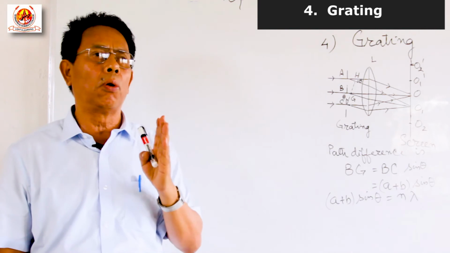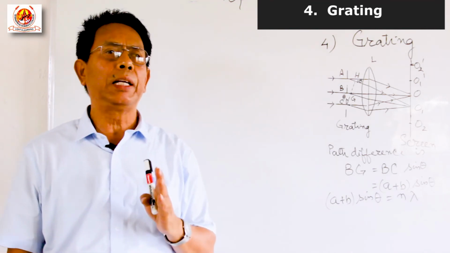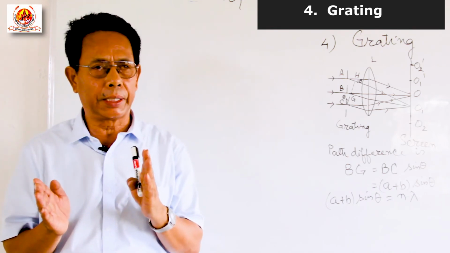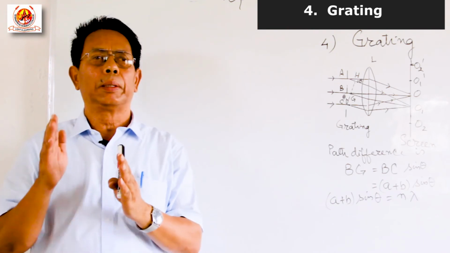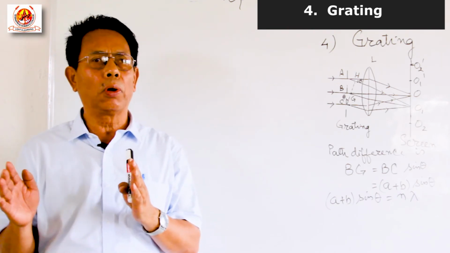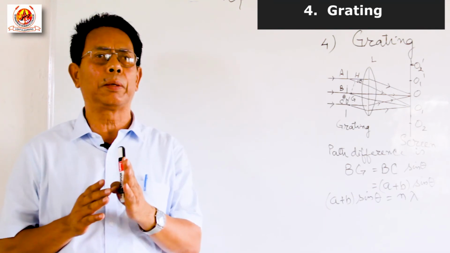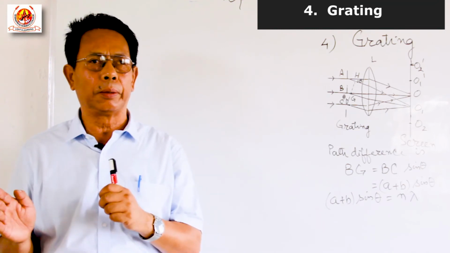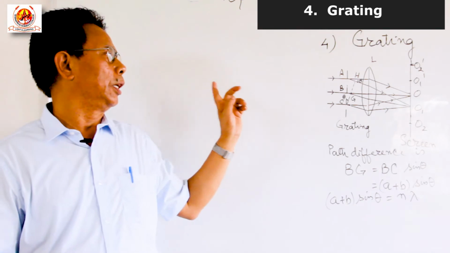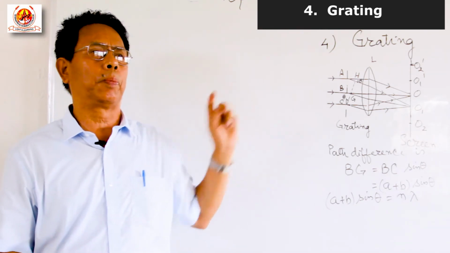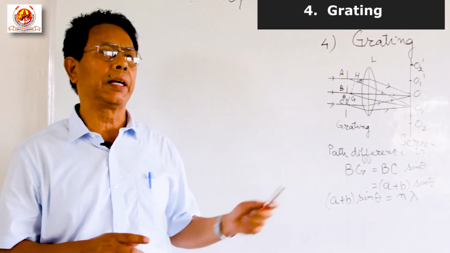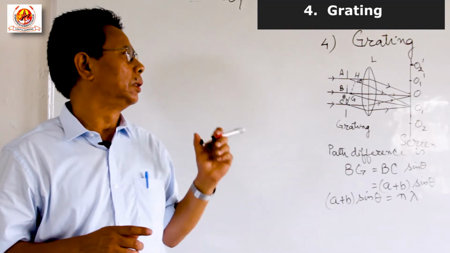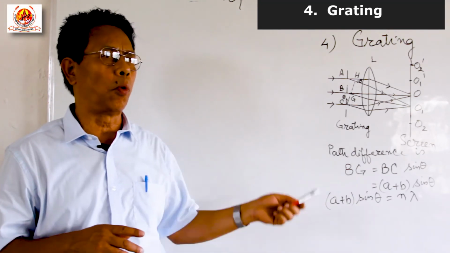So the screen will show a number of bright bands. The central one will be brightest. On either side of the central band, there will be alternately bright and dark bands. We call them the central principal maximum, then the first order principal, second order principal, like this. Now, if we consider a set of rays which are diffracted at angle theta, as shown here in the diagram, these rays, after passing through the lens, focus at a point O1.